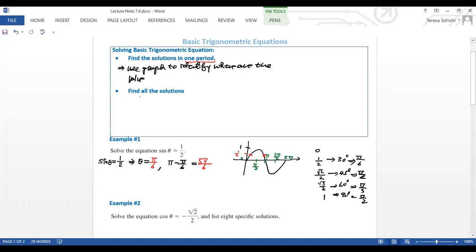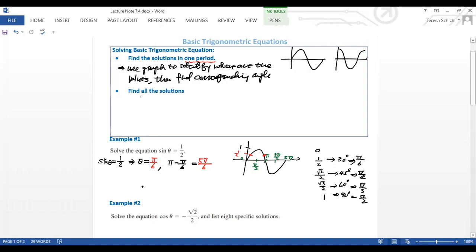Then you find the corresponding angles. Remember, the sine we use here is the sine graph, and the cosine graph is like this. We're going to do some examples here.